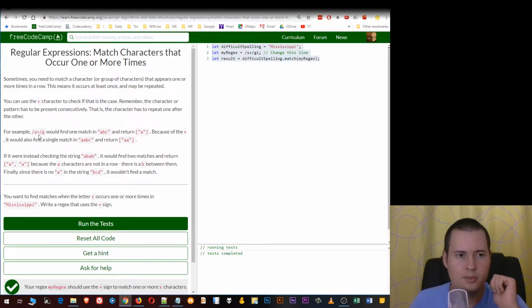Pretty clear? The plus symbol basically means that you should only get the characters together if they are in a row, one after the other. If not, you will get them separately, if of course you set the G flag.